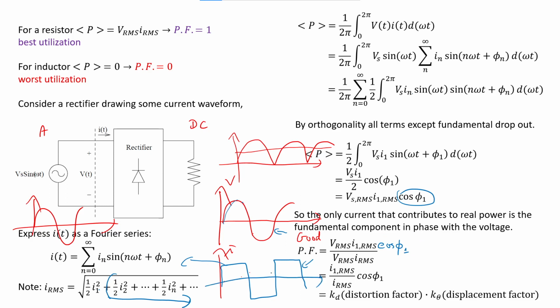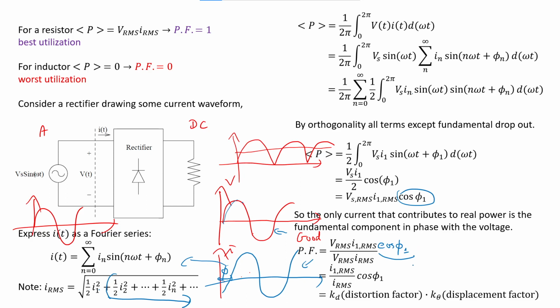I just explained earlier. If I is a sine wave like this, it's good. But if it's already a sine wave but shifted by angle phi, then it is also not good, right? This causes the power factor to reduce by a factor of the cosine of that angle. If this angle is 0, cosine of 0 is 1. It means the power factor is big.